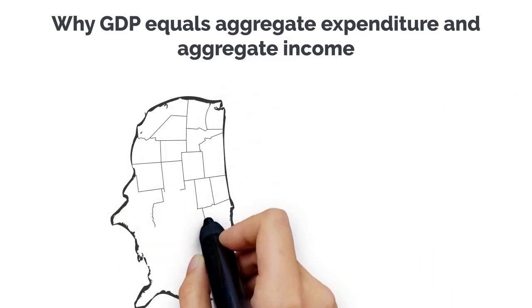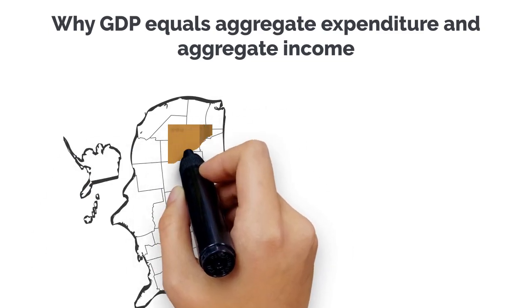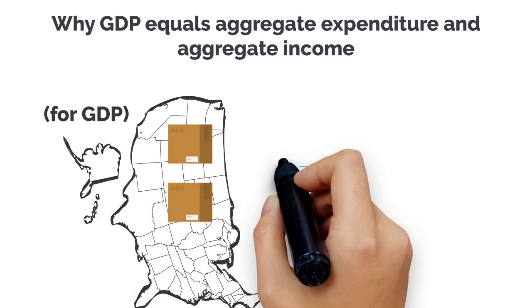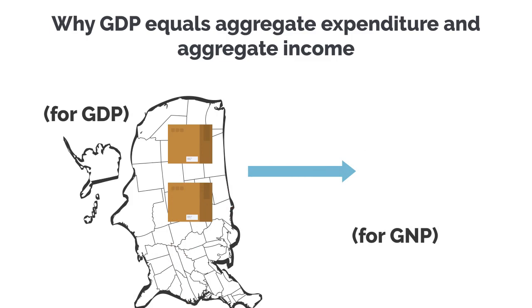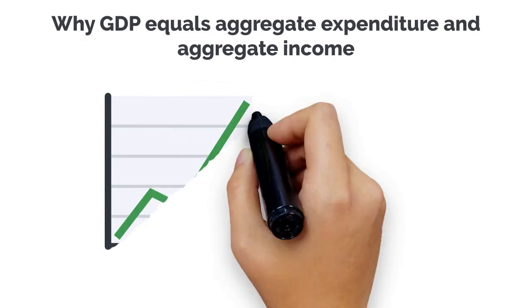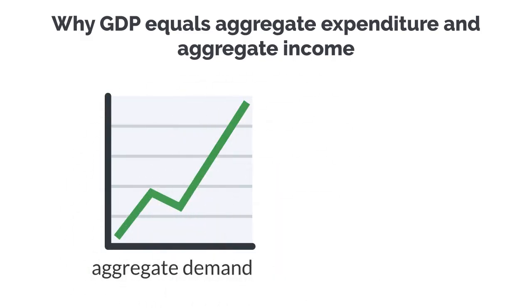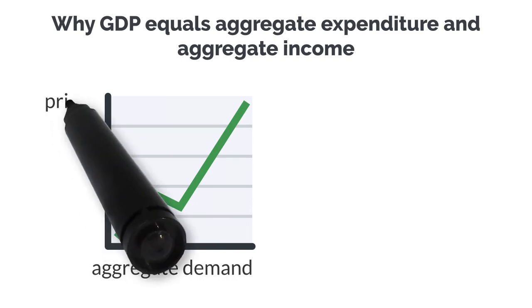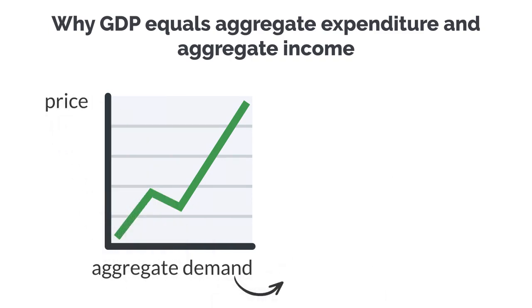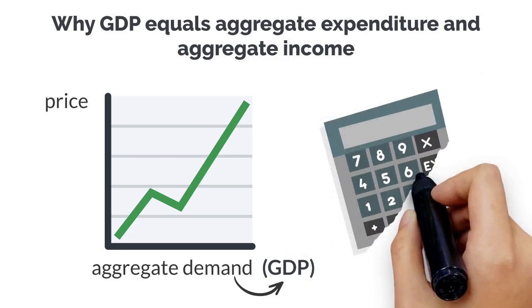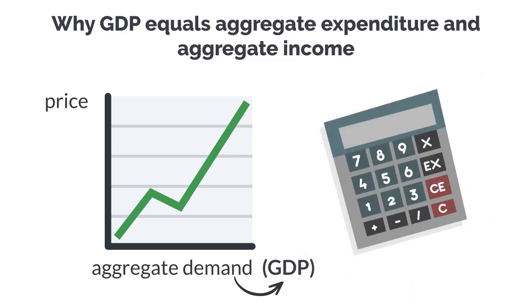GDP is final goods produced in that country. Gross national product, GNP, includes all final goods and services produced by resources owned by that country's residents, whether located in the country or elsewhere. Aggregate demand takes GDP and shows how it relates to price levels. Quantitatively, aggregate demand and GDP are the same. They can be calculated using the same formula, and they rise and fall together.